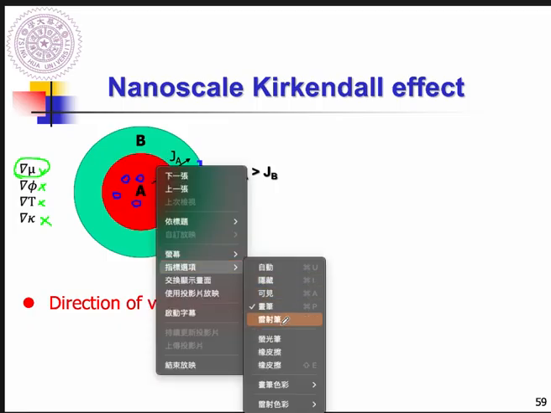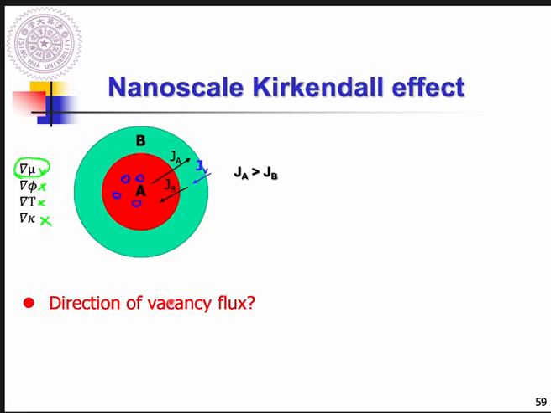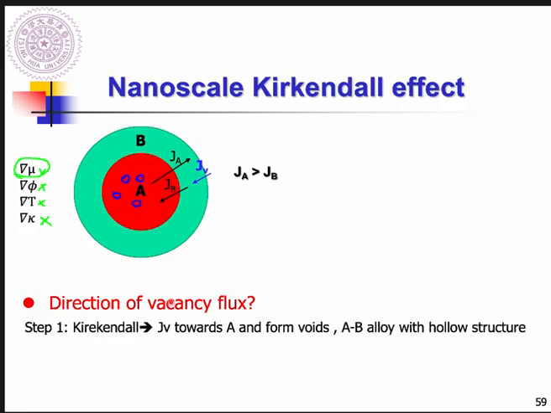So let's try to answer questions. The Kirkendall effect produces a vacancy flux moving inward to form some voids, and in the outer region you will have an AB alloy. But as time increases, these voids will probably merge to form larger voids. But when this kinetics of interdiffusion stops, until what?